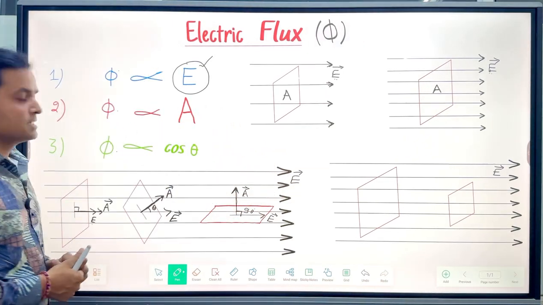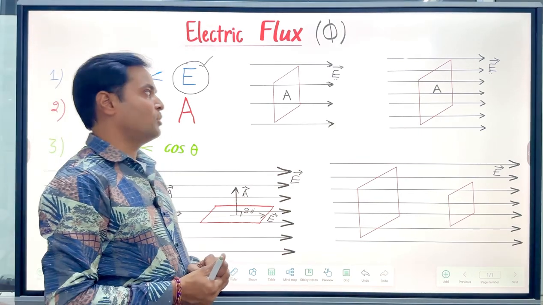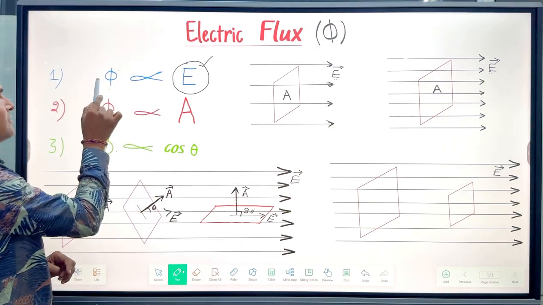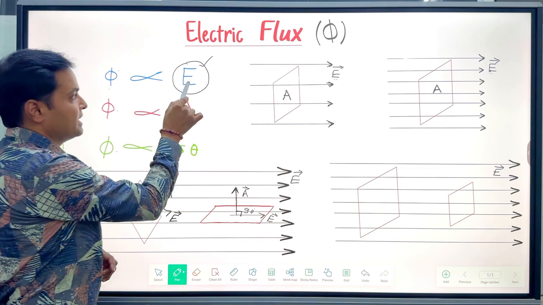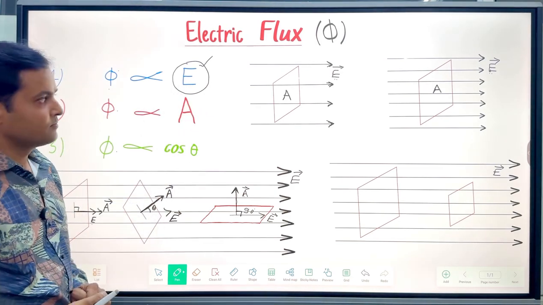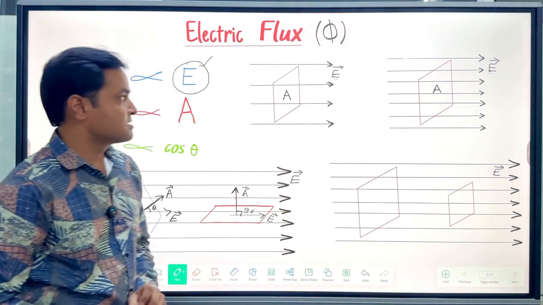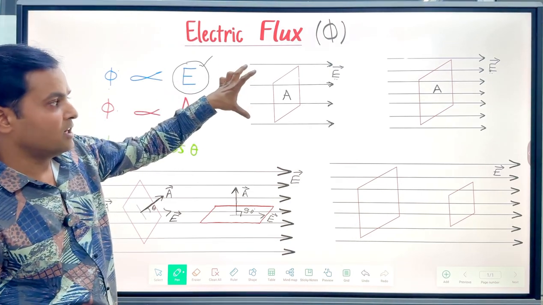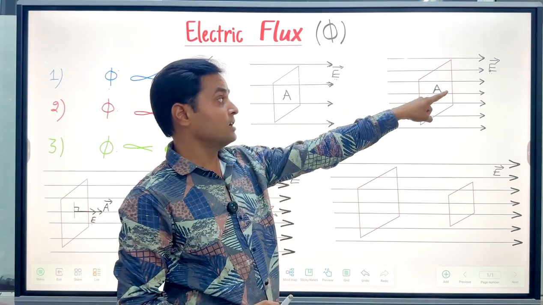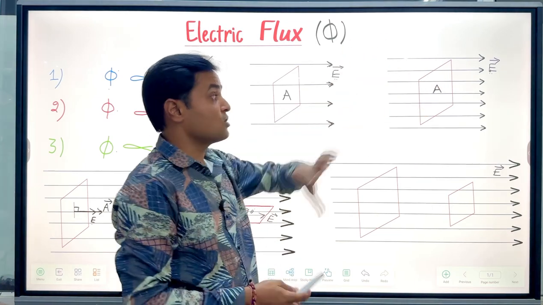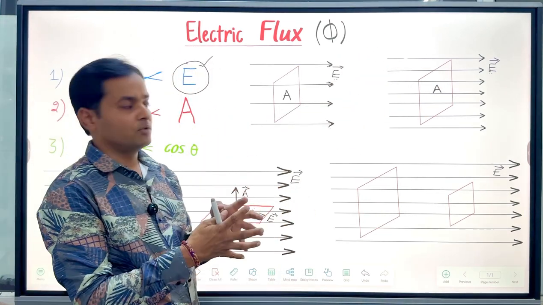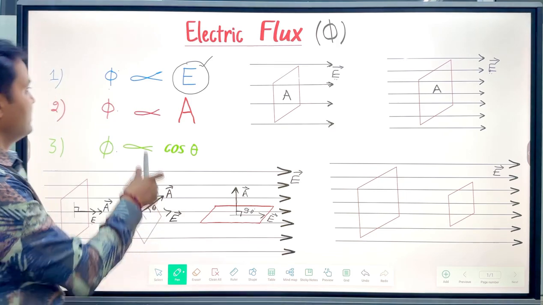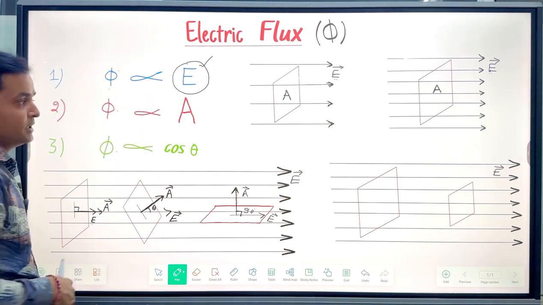Okay, let us start point by point. Point number 1: electric flux is proportional to electric field intensity. As we discussed, electric field intensity is less if field lines are far from each other. Electric field intensity is strong if field lines are nearer to each other. So, phi is proportional to E.